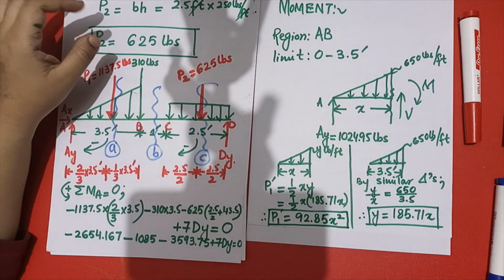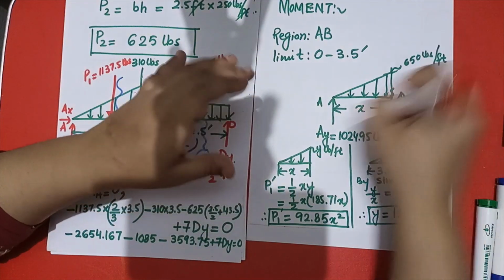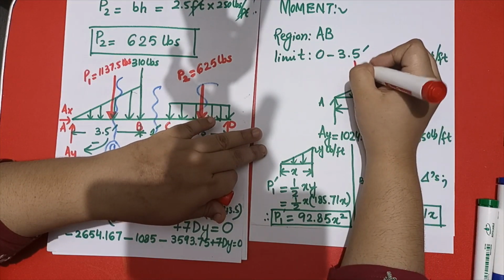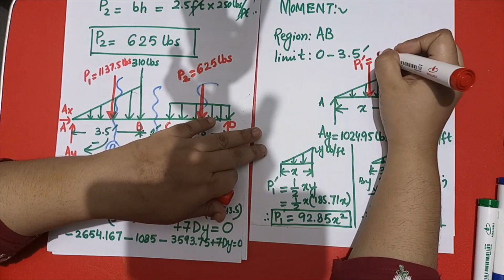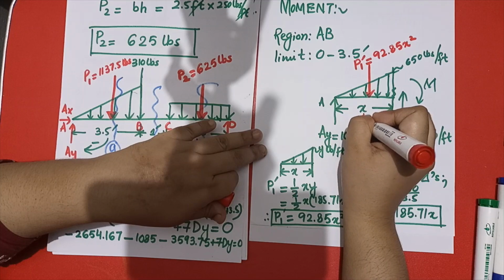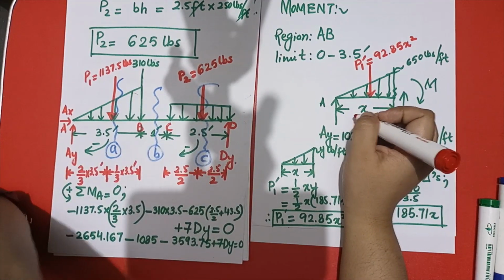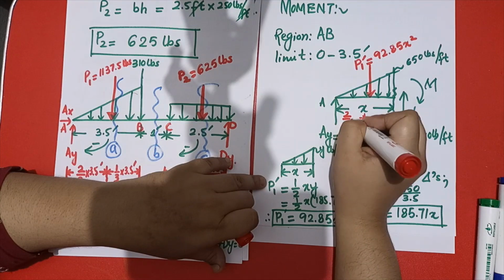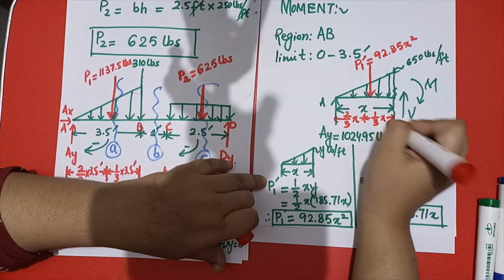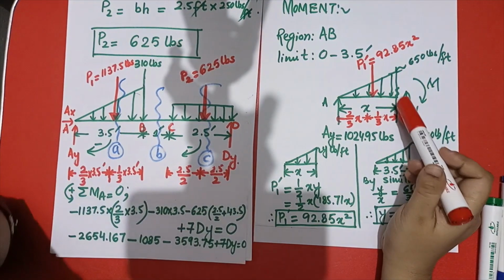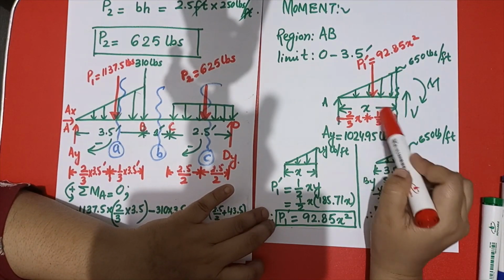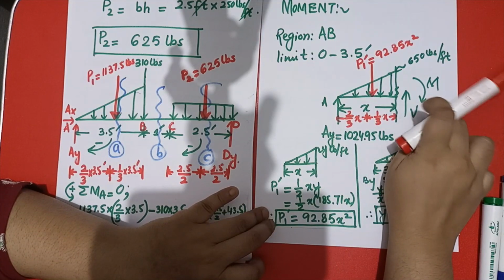So what is next? What do we have to do? In this diagram, I got this P1 dash, which is equal to 92.85 x square. And this distance is 2 by 3 x, because it is the shorter side, and this will be 1 by 3 x. When I am making a bending moment equation and rotate this force, it should be multiplied with this moment arm, because I am summing up moment here.